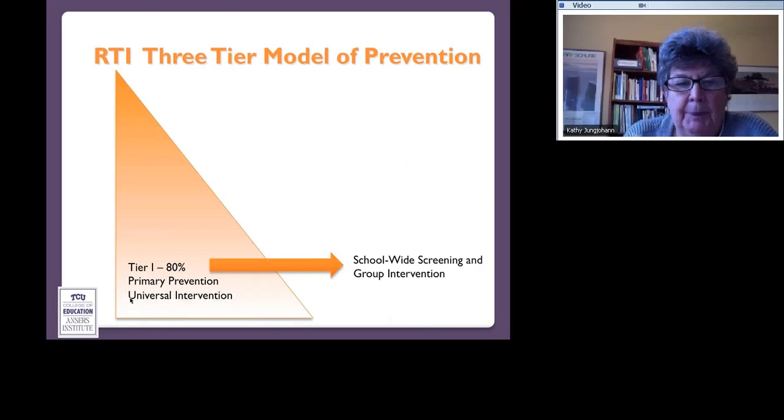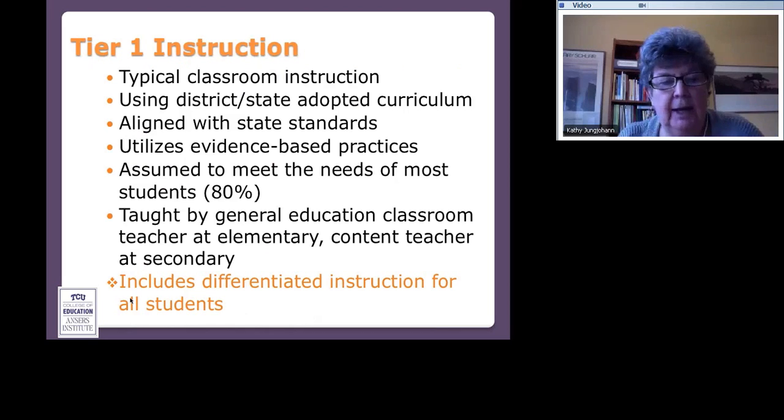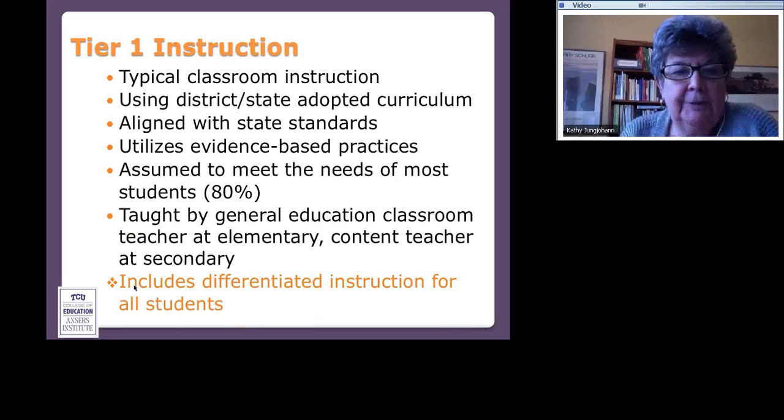So the first type of service or tier that I'm going to describe is going to be Tier 1 instruction. And Tier 1 instruction, again, is considered to be our universal intervention or primary prevention. And Tier 1 utilizes a school-wide screening model and group intervention to meet the needs of students at that level. So what does this look like? What I'm going to do is describe the different tiers of a tiered model for you and the characteristics of those tiers, and then we can talk about how those can be intensified to meet students' needs.